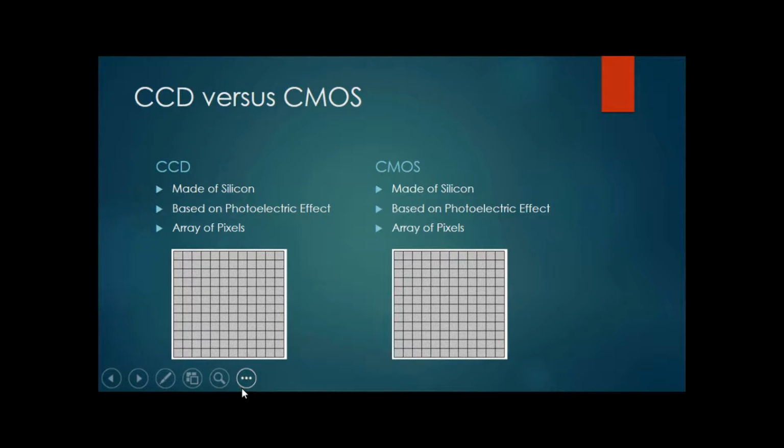Okay, so the CCD sensor is made of silicon. It works based on the photoelectric effect, and it's comprised of an array of pixels. On the other hand, the CMOS sensor is made of silicon. It is based on the photoelectric effect, and it comprises an array of pixels. So maybe we need to dig just a little deeper, because on the surface they're exactly the same thing.